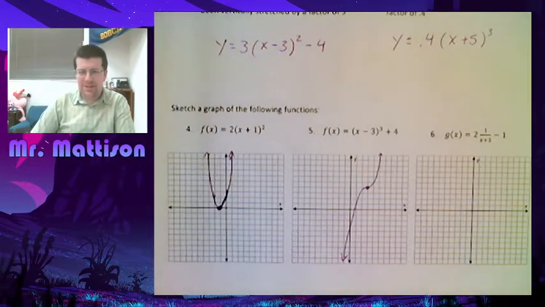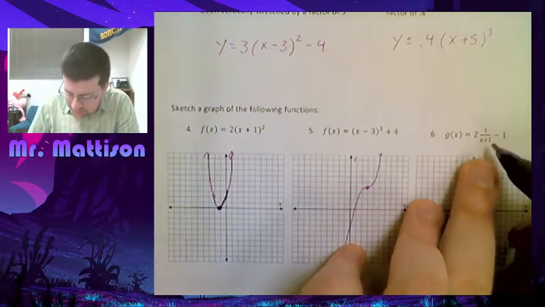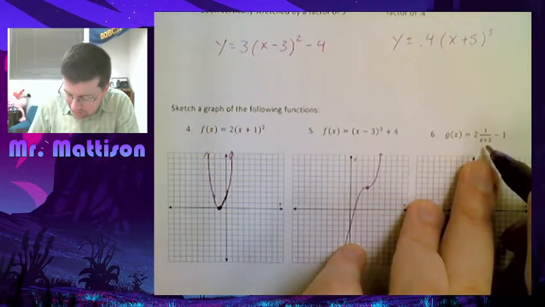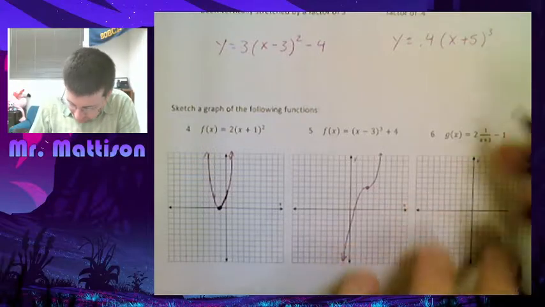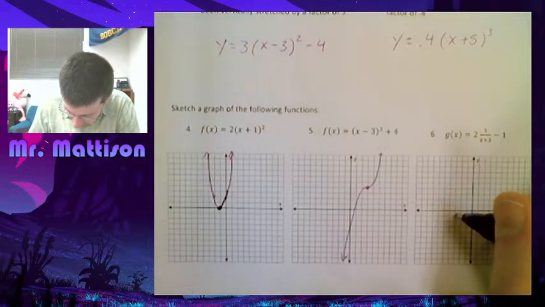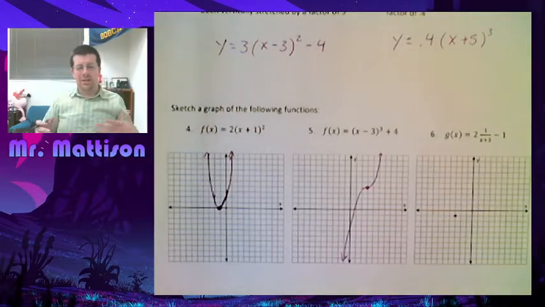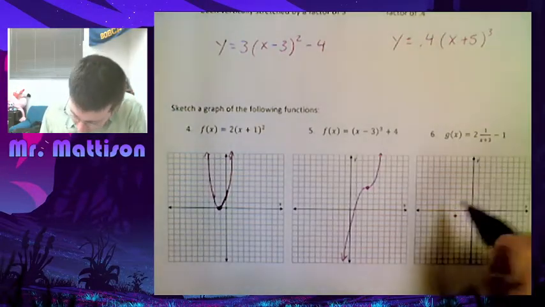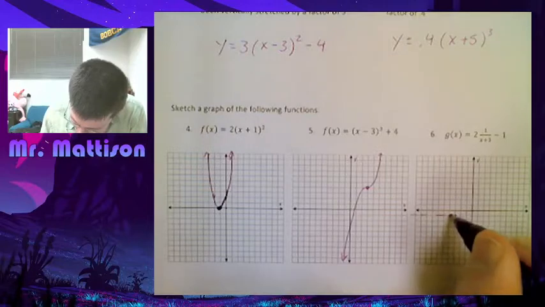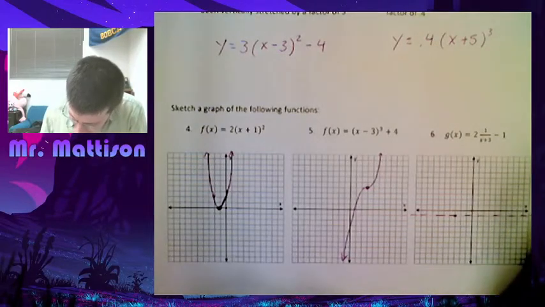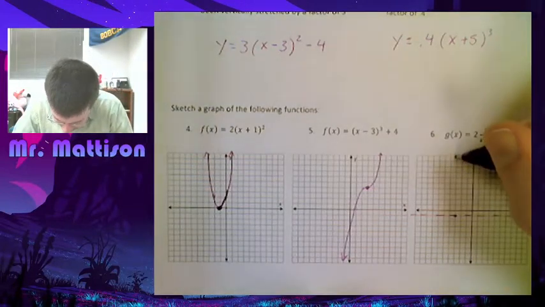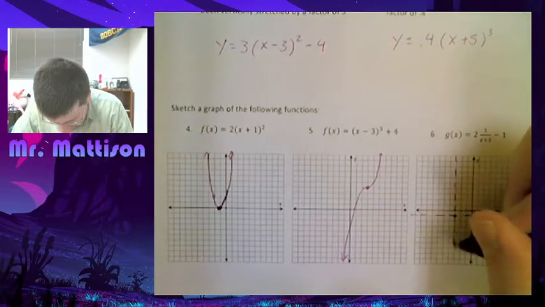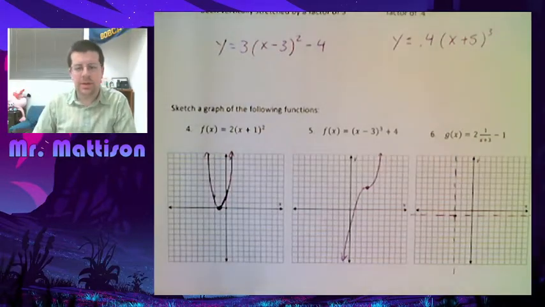And over here on 6, this plus 3 means that we're going to be going to the left 3, and minus 1 means down 1. So from here, left 3, 1, 2, 3, down 1. There's my new locator point. Now, locator points on rationals are a little bit different because that tells you where the intersection of your horizontal and your vertical asymptotes are. So there's my horizontal asymptote. Here's my vertical asymptote.